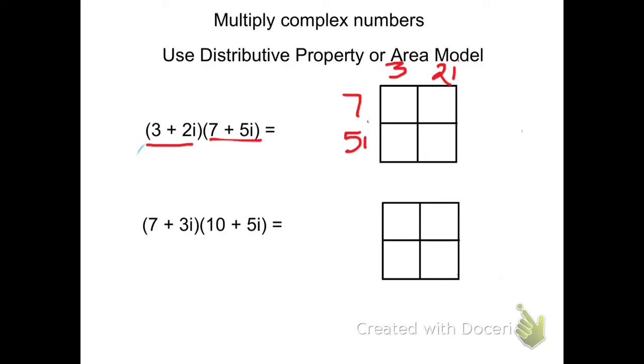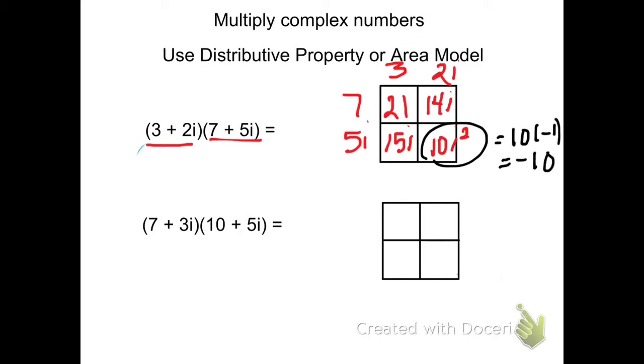So I multiply the 3 on top times the 7 and get 21. I multiply the 2i times the 7 and get 14i. I multiply the 3 on top and the 5i and get 15i. And then I multiply the 2i times the 5i and I get 10i squared. Now remember that i squared actually has a value. i squared is equal to negative 1, so that would be the same thing as 10 times negative 1, which would equal negative 10.